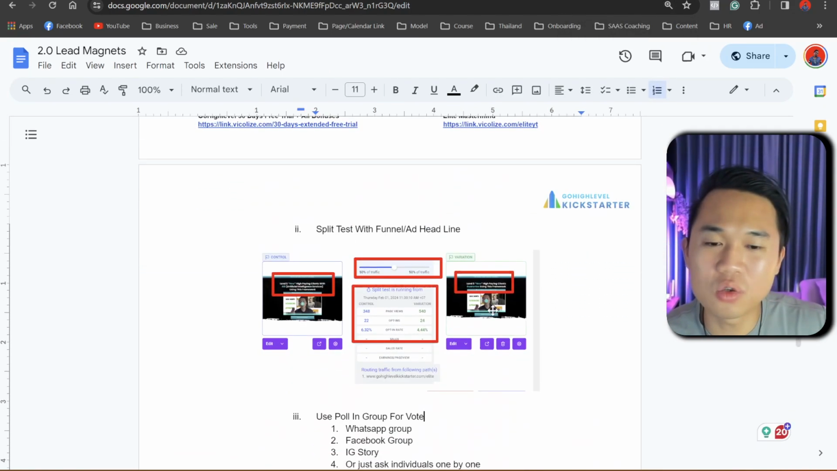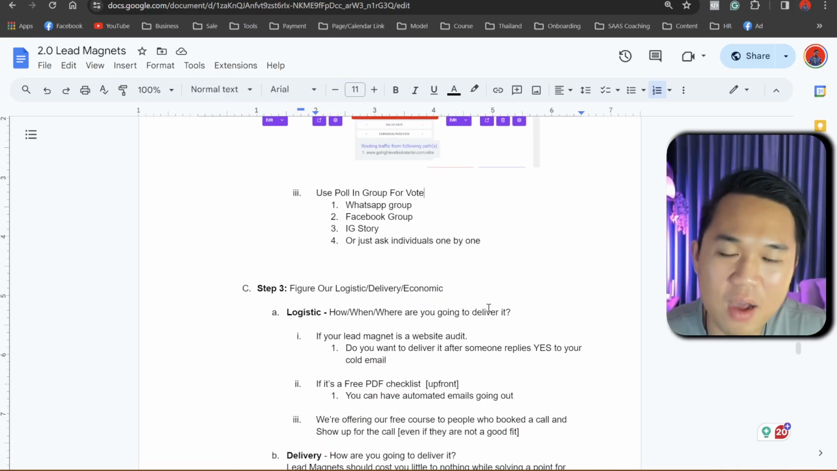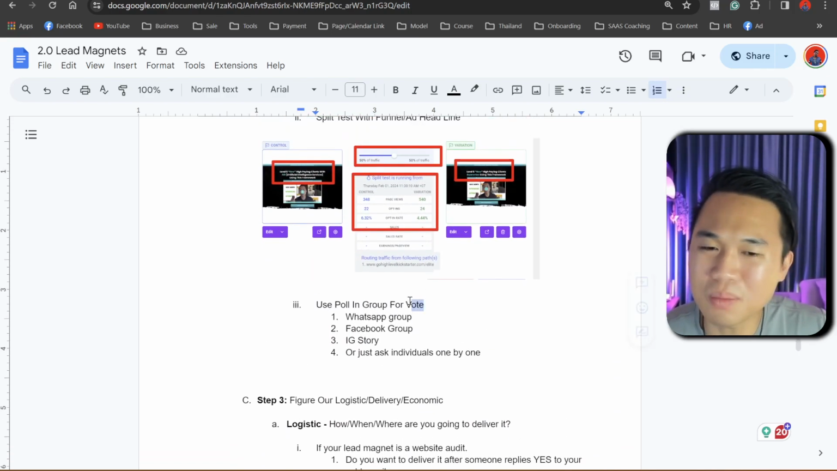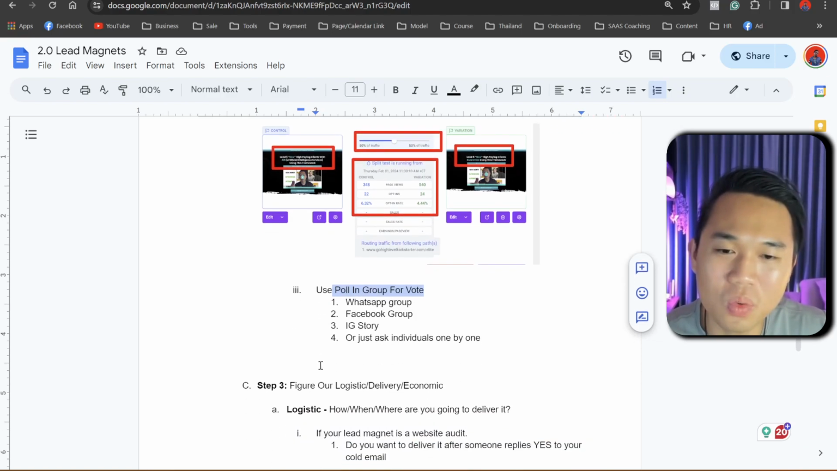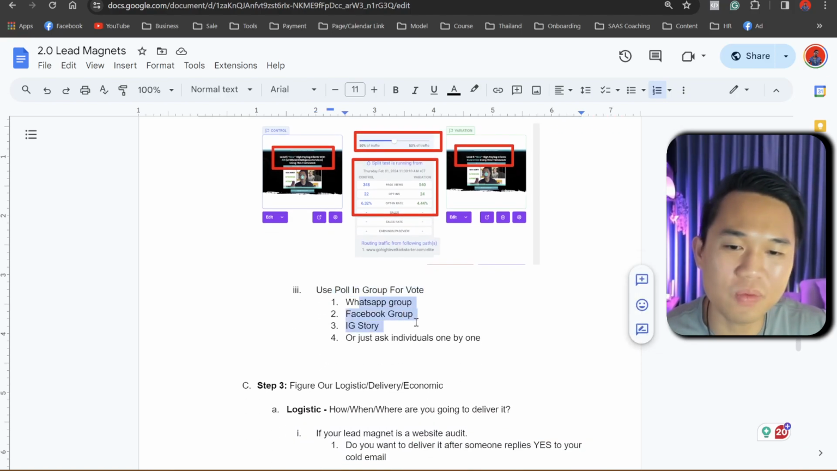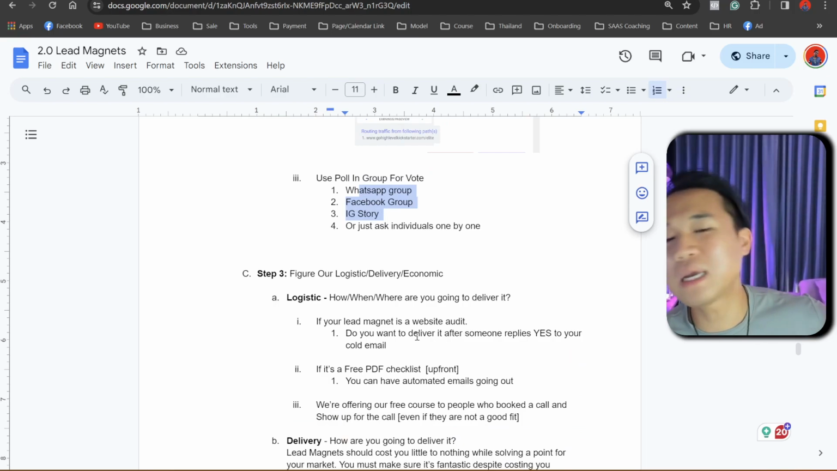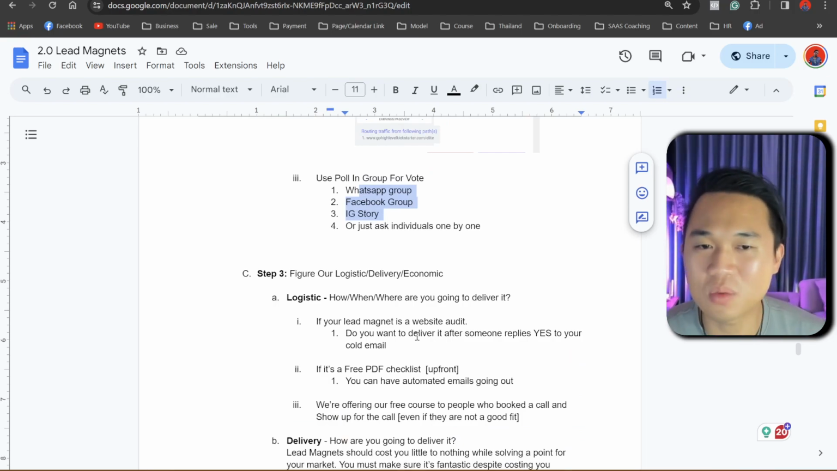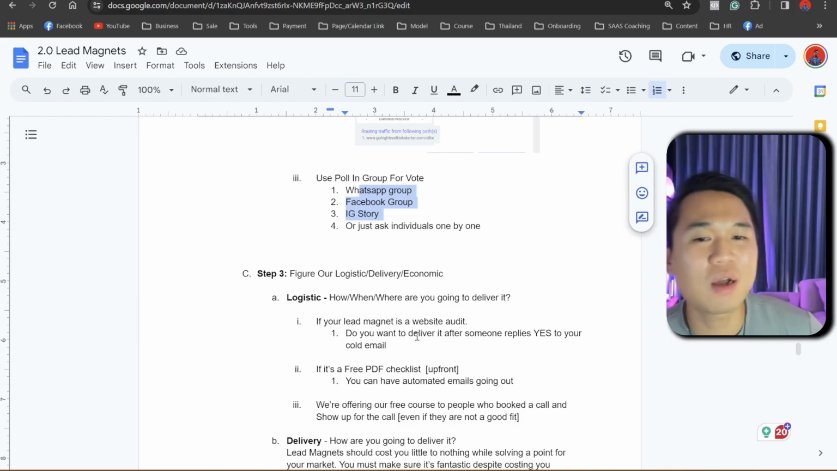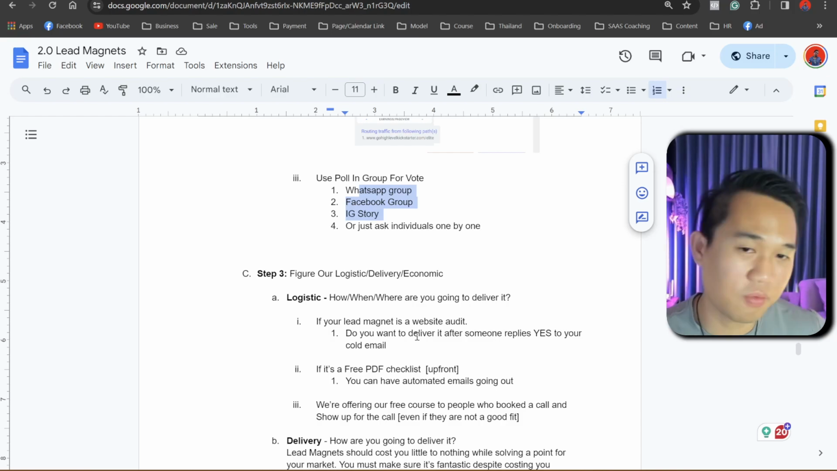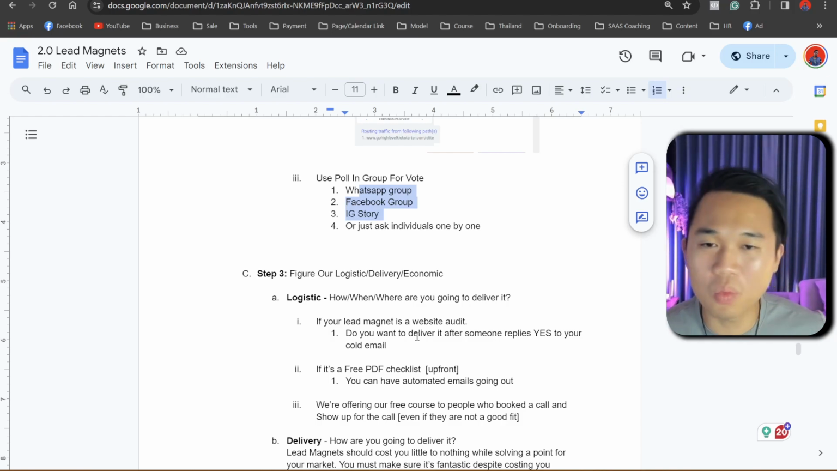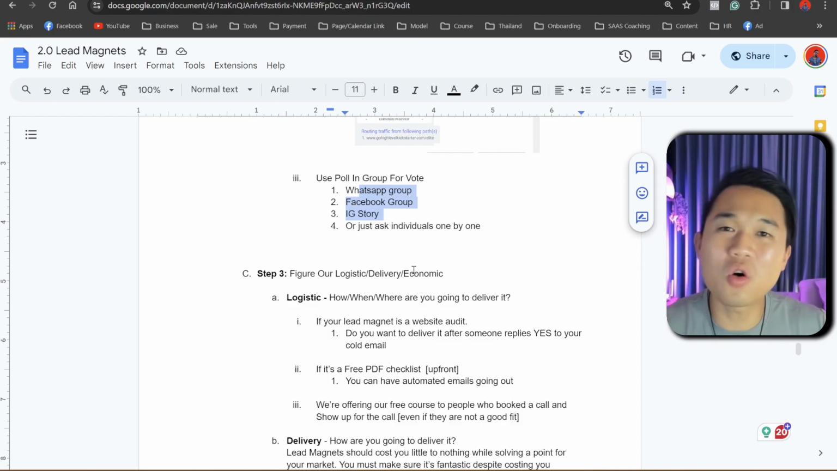But let's say you don't have an email list, you don't have the money for ads. What are you gonna do? You can just simply ask people, man. Use a poll in the groups, like WhatsApp group, Facebook group, even IG story has a poll function. If I'm making this lead magnet for real estate agents, how many of you would be interested? If I'm giving you 5 free leads for next week, or I'm gonna set up your logo for you absolutely free, which one is more interesting? Just get your audience to vote.